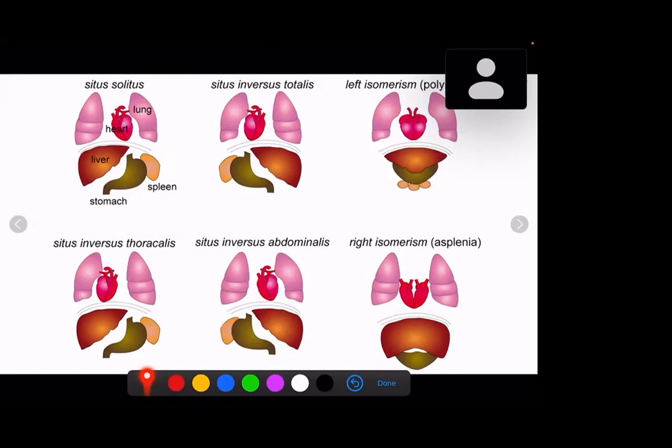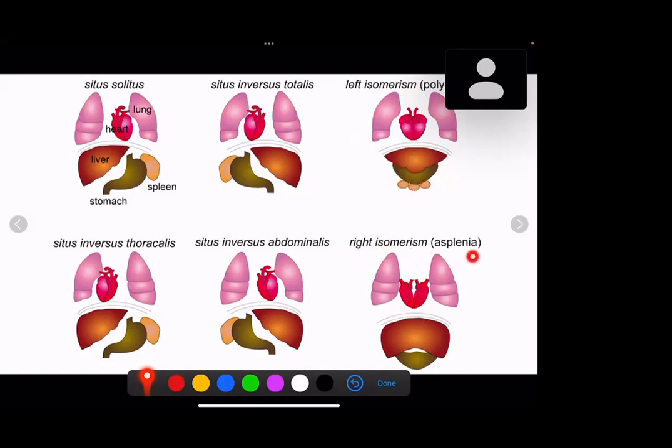While in left-sided isomerism, it's usually associated with polysplenia. Each half of the human body is a reflection of the normal left side. So as we can see, both lungs consist of two lobes, and both sides of the heart are mirror images of the left side, and the spleen is in the midline, and this is the stomach, and we have polysplenia, multiple small rudimentary splenic bodies.